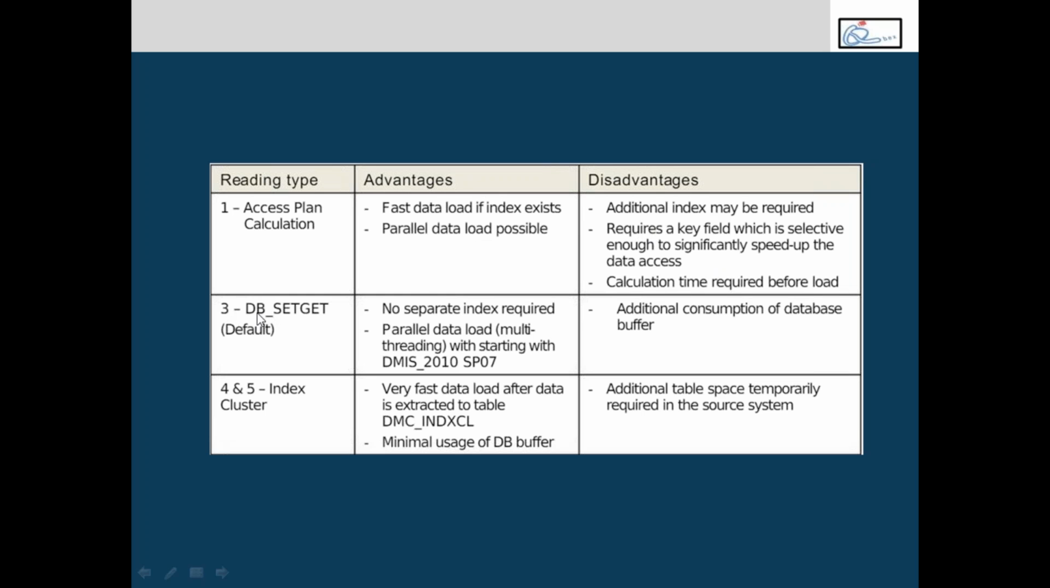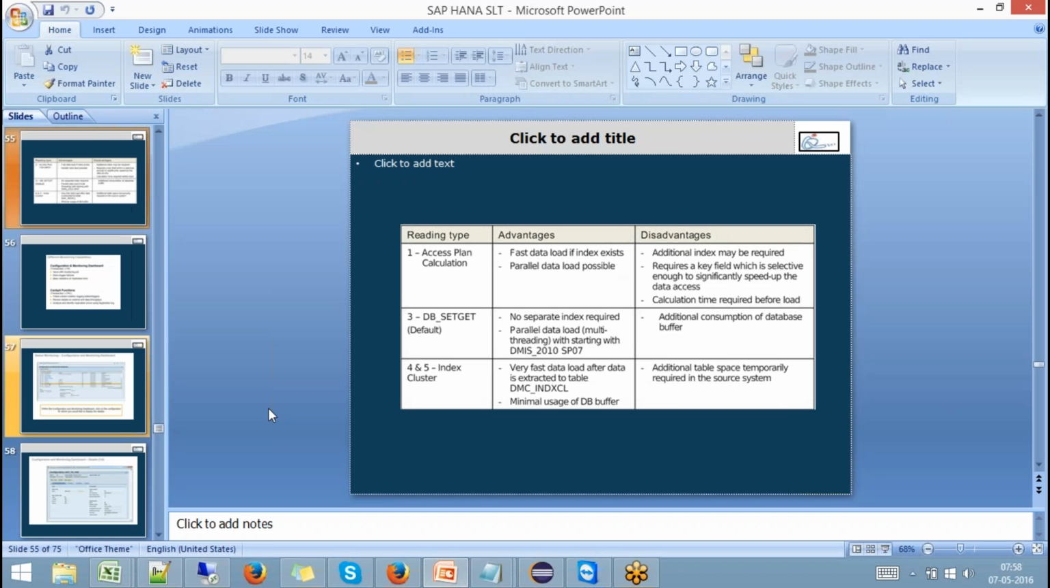And if I use an option like db set get, no separate index is required. Parallel data load is supported only from this DIMS support packet. Additional consumption of the database buffer is done in this case. And if you use 4 and 5 index clustering, there is a very fast data load after the data is extracted to the table index. Okay. Minimal usage of the buffer. Additional table space is temporarily required in the source system. So depending on it, if there is an index on the table, you'll use this. If there are no indexes, and you want to speed it up for the cluster tables, then use this 4 or 5 option. So where do you specify the options?